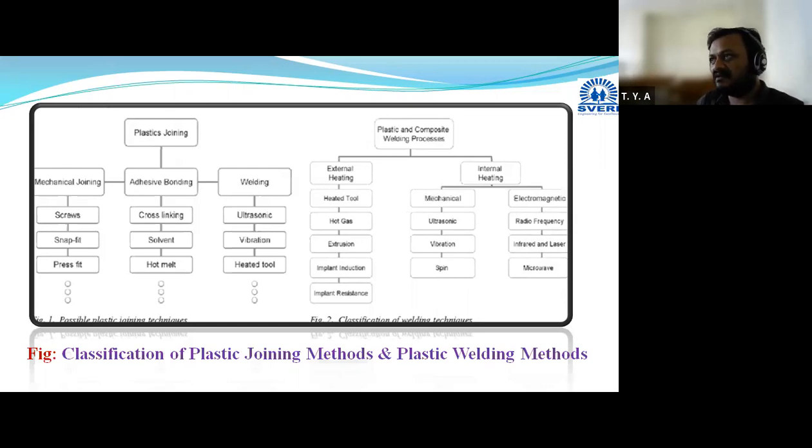Please draw it, or you can write this classification. These are just examples, whichever methods I have written here. This is not the classification. These are the examples for external heating: heated tool, hot gas, then extrusion. Different welding methods are there. After completing this chapter, you will be able to do the classification on your own, where we have used external or direct heating, and where we have used internal heating.